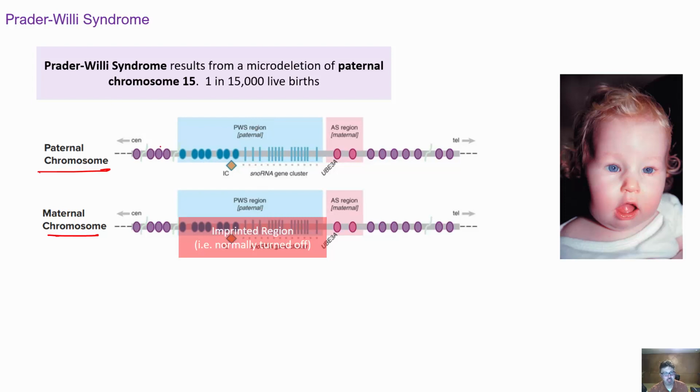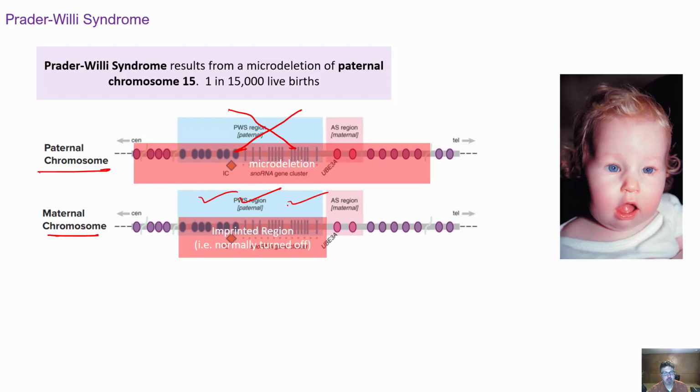However, what you will notice is if you get a microdeletion along this area at any point, that will suppress that gene on the paternal chromosome. And because this is being suppressed, this will start to be transcribed and it will be turned on. And so when we turn that on, then we're going to start to see these results of Prader-Willi. So it's a failure to imprint that region that we were supposed to imprint on the maternal chromosome.